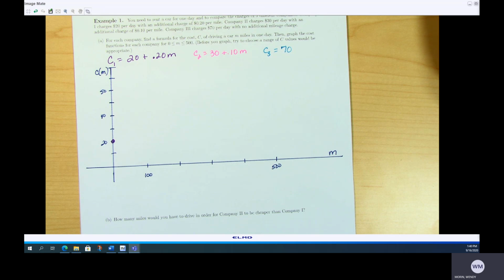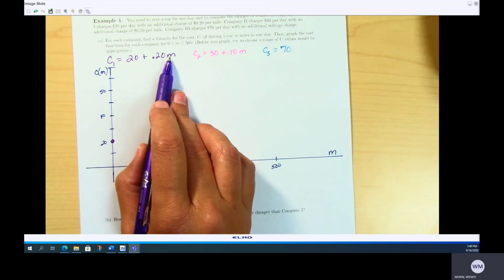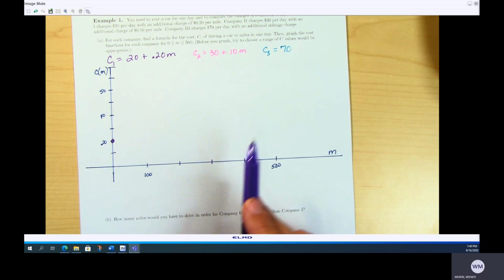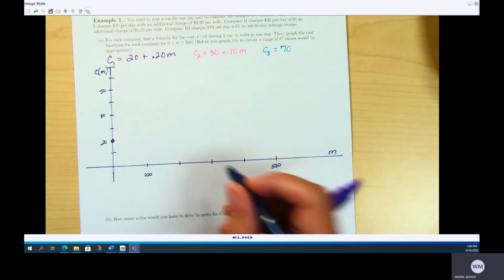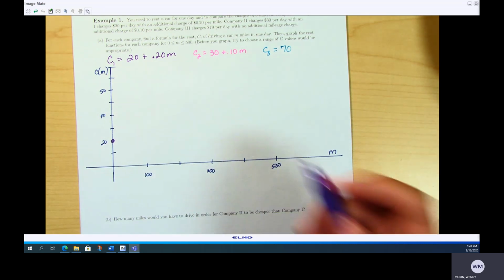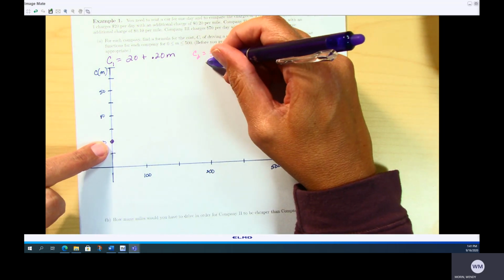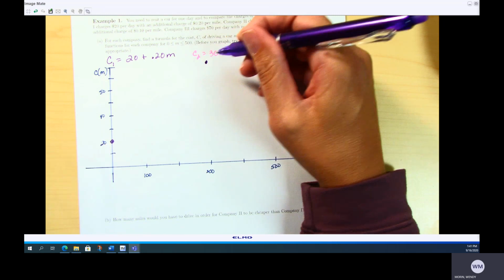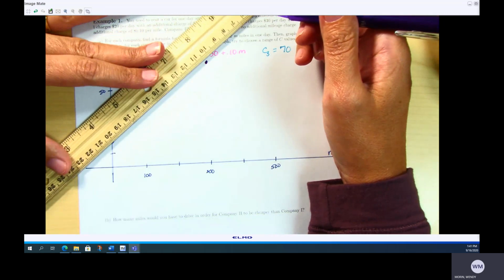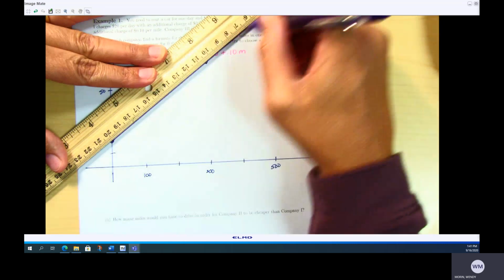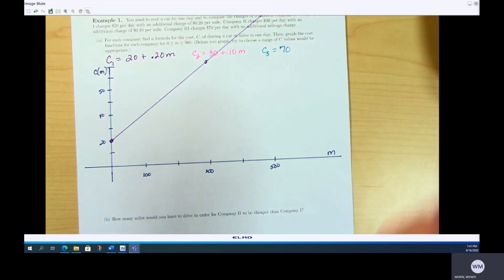Let's go with, say, 300. If you plug 300 into this equation, multiply that by 20% or 0.2, you get 60, plus 20, you get 80. So 300, 80 is the point on the first graph. So we're going to estimate that to be about right here. And again, it is just an estimate. So let me connect those with a line. And there's our C1.